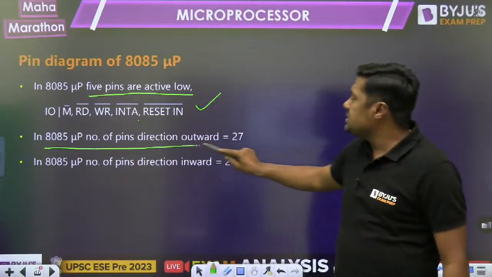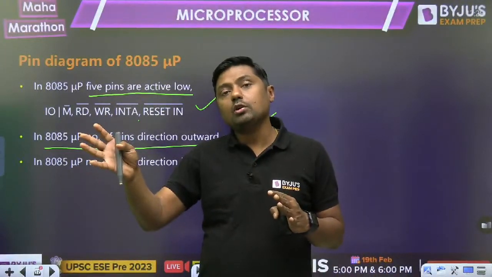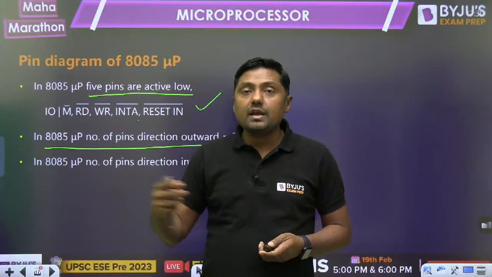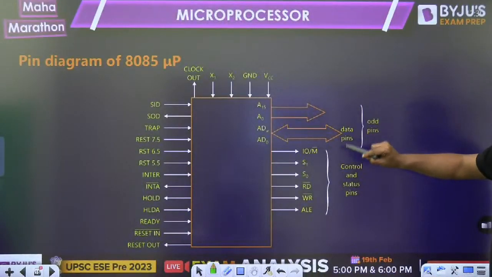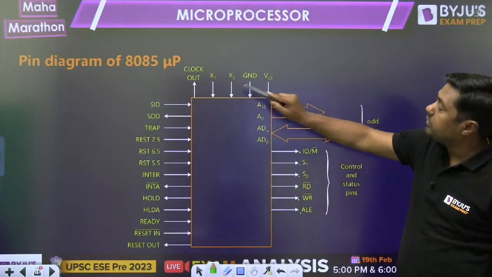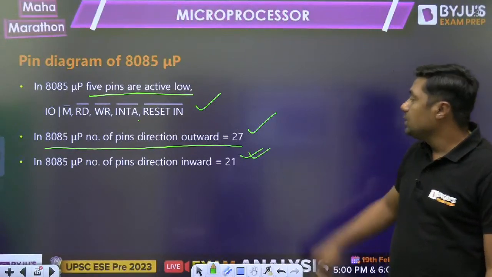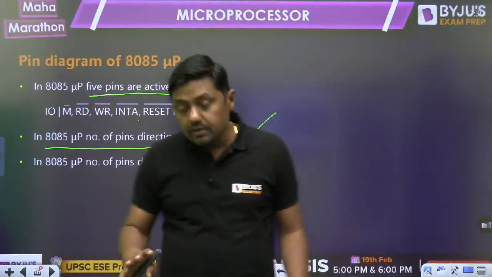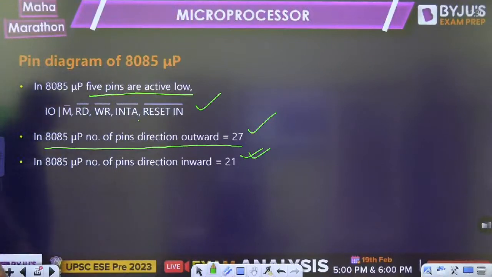In 8085, the number of pins with direction outward is what? 27. For example, address lines, total 16 outside. Input output memory operation outside, ALE outside, read outside, write outside, status signals outside. So these are the total 27. You can count 16, 17, 18, 19, 20, 21, 22 and so on. Total 27 lines. And how many pins with direction inward? 21 pins, towards the microprocessor. So these are very simple questions on the pin diagram. I think that is clear to you. Any doubt here? Remember that.